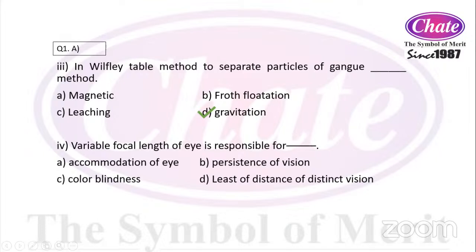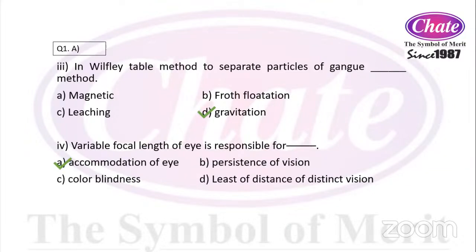Next question is about the variable focal length of the eye, what it is responsible for. First of all, we should know that in our eye there is a crystalline lens, and that crystalline lens can change its focal length using the ciliary muscles. And that property is known as the accommodation of the eye.